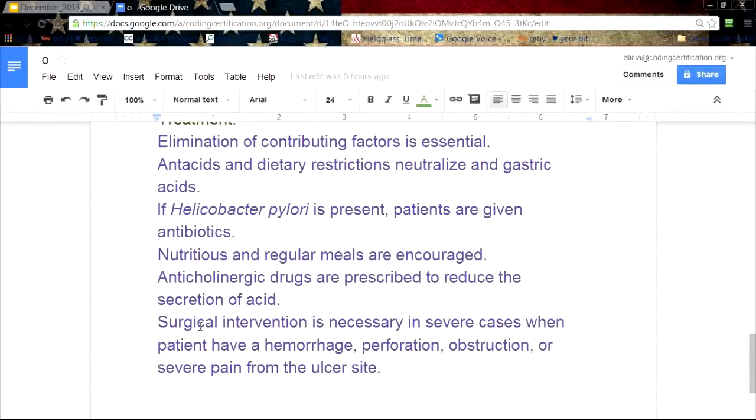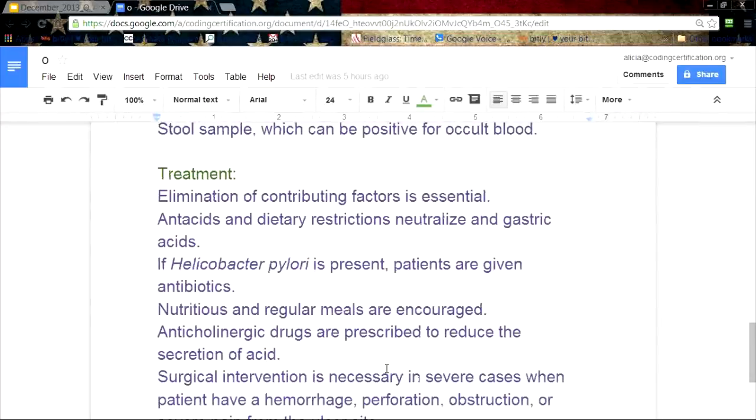And then last, if nothing else works, they'll go in and do surgical intervention, especially with hemorrhages, because you can actually get a perforation or an obstruction, and or the pain will be so bad that they need to go in and literally do something to alleviate the discomfort.